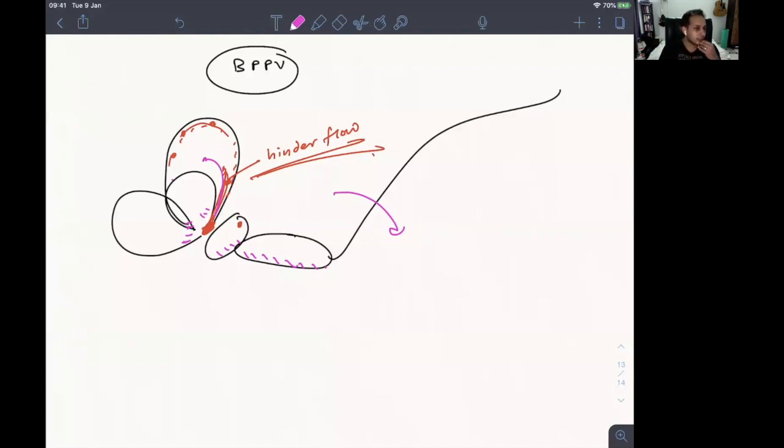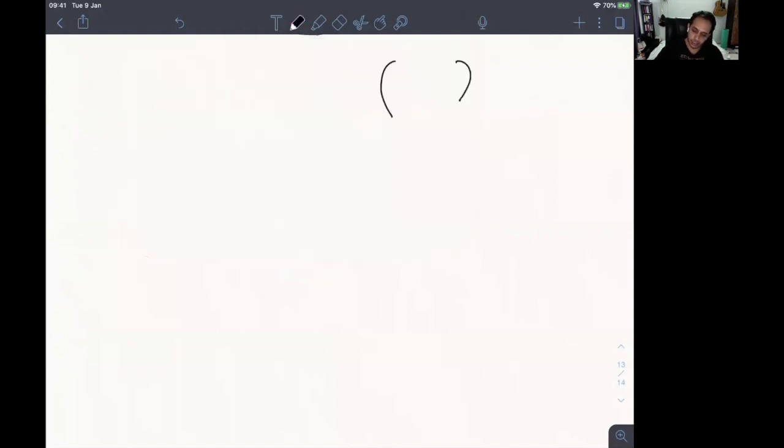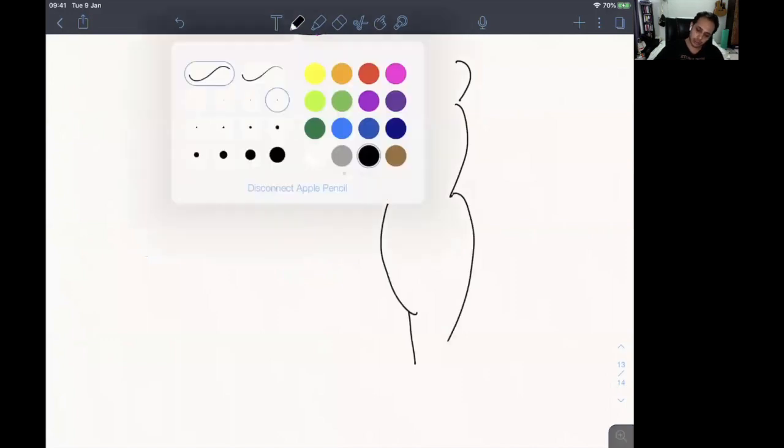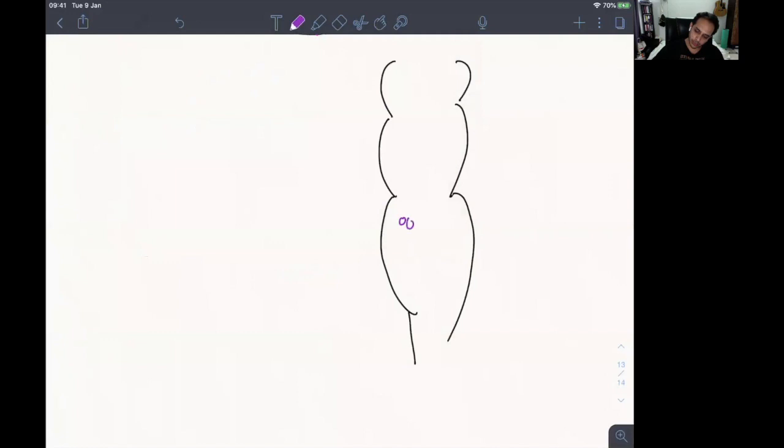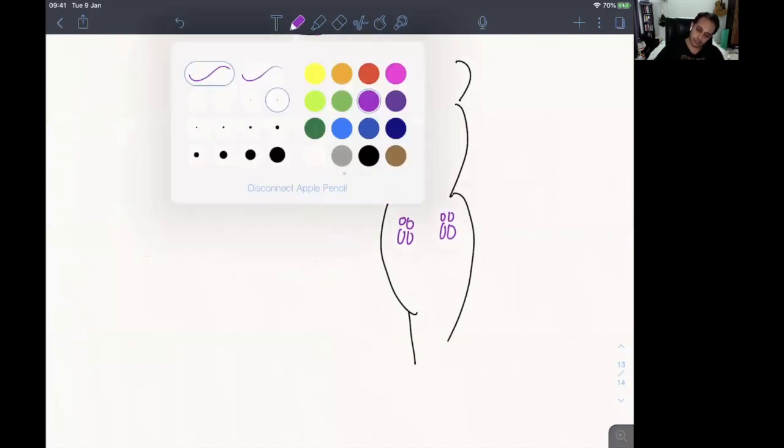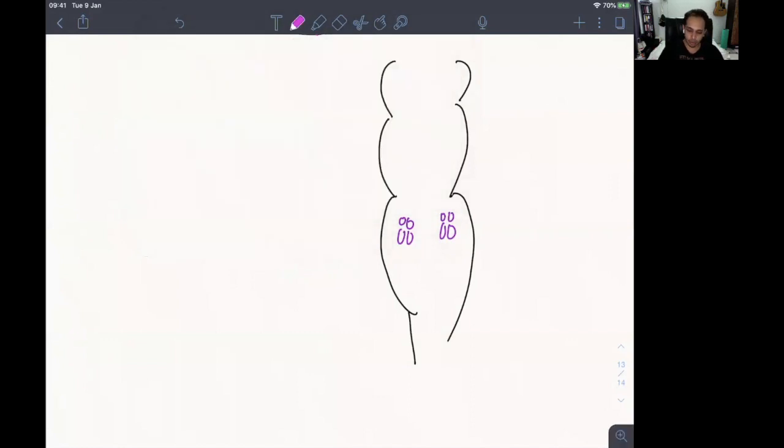What is the connection between PPRF and vestibular nucleus? So suppose this is midbrain, this is pons, and this is medulla. These four are the vestibular nuclei. The PPRF is in the lower pons. So this is the PPRF, and this is the sixth nerve nucleus. This is sixth, this is PPRF, and this is vestibular nucleus.